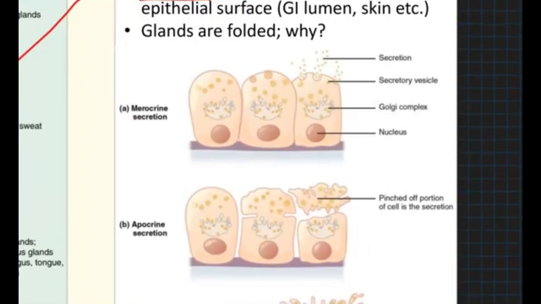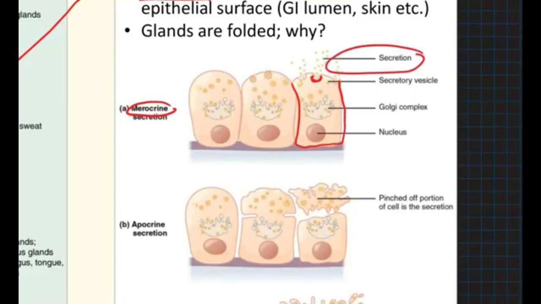So among exocrine glands, there are 3 main types of secretion. First is the merocrine secretion. I want you to take a look at this right cell. So you see this cell forms little vesicles that open up and secrete whatever was in the vesicles. The cell should remain intact. You all see that? Cool.